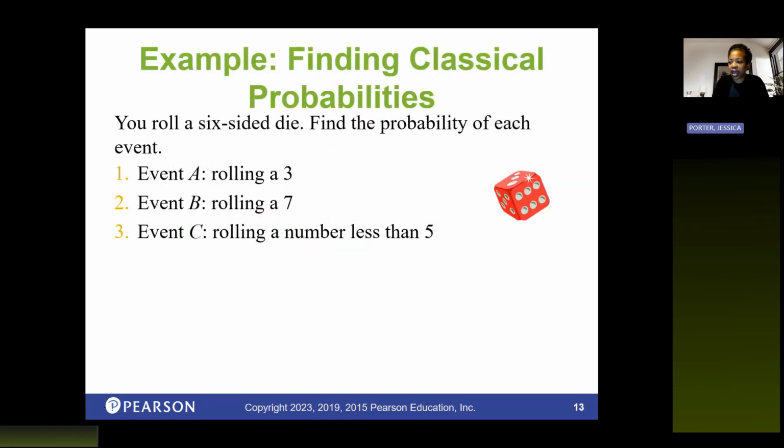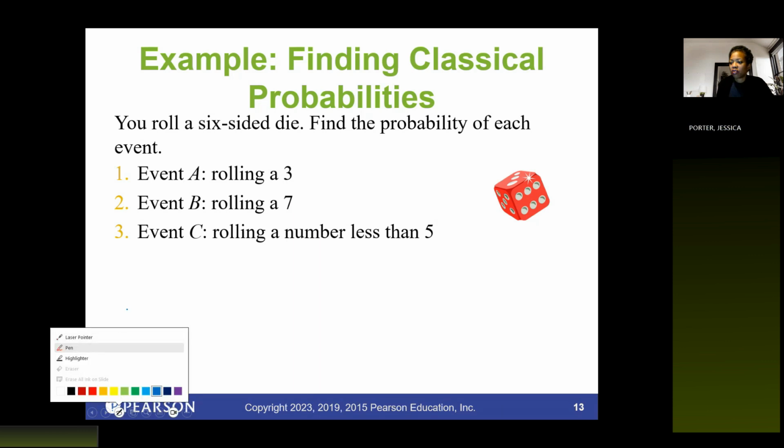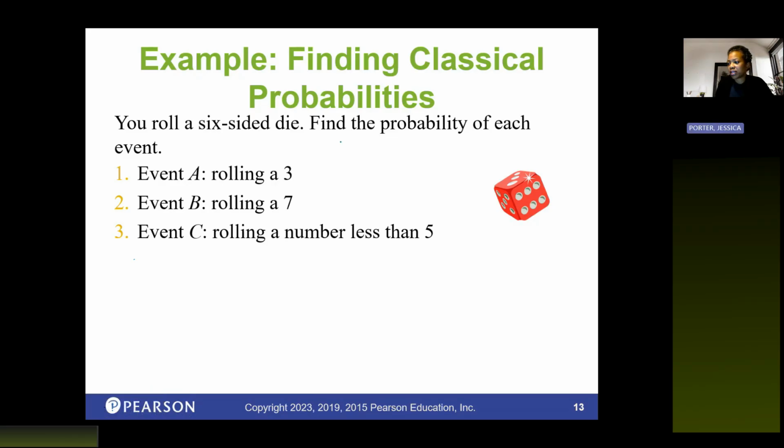So let's do a few examples of that. Event A is rolling a 3. First of all, we have to establish what our sample space is. In this case, if we're talking about a 6-sided die, our sample space is 1, 2, 3, 4, 5, 6. So what is the probability of rolling a 3? Well, there's only one 3 in our sample space. So that probability is 1 out of 6.